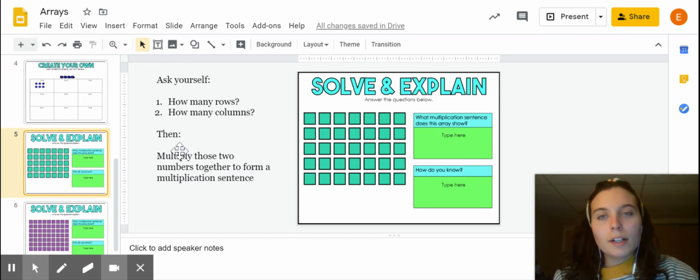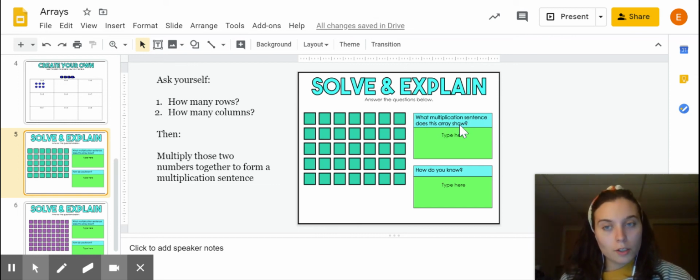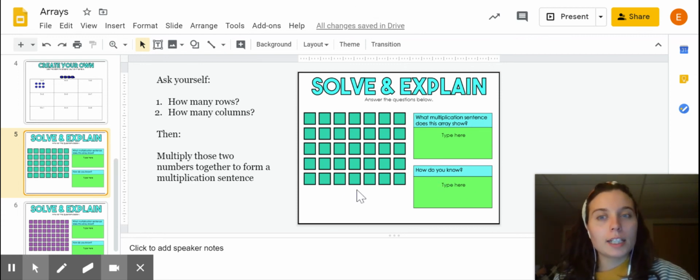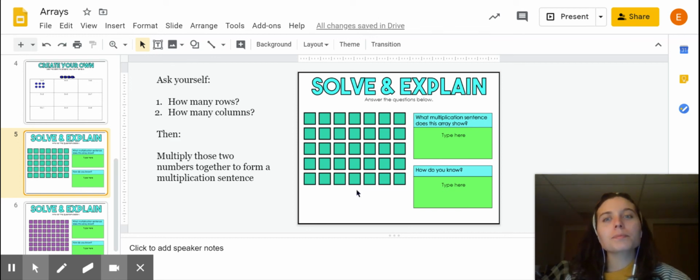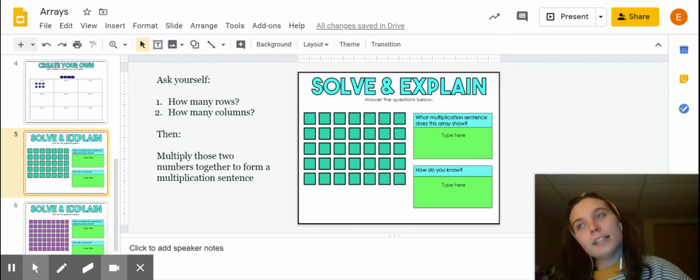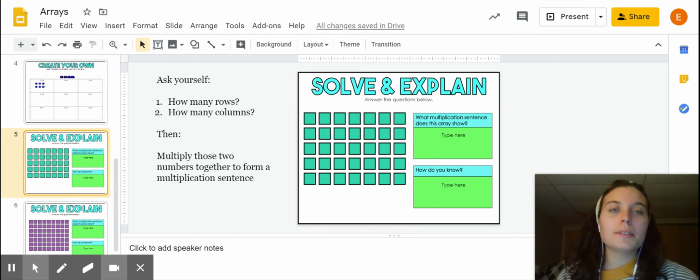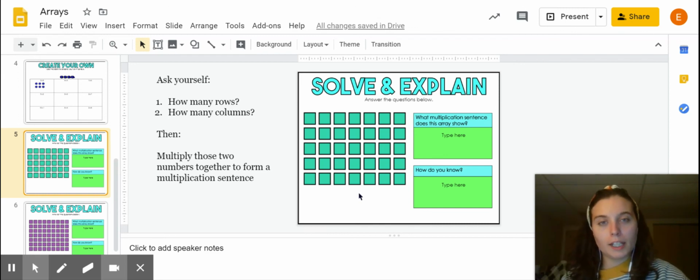Okay, and then the next one is going to ask you, what multiplication sentence does this array show? You're going to have to figure that out by counting the rows and the columns and then multiplying them together. And then it's going to ask you, how do you know? And you're going to have to explain how I had this many rows and this many columns, and that's how I figured out the multiplication sentence.